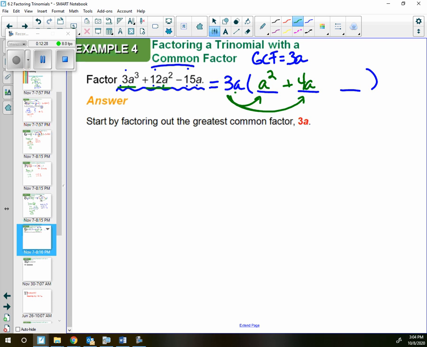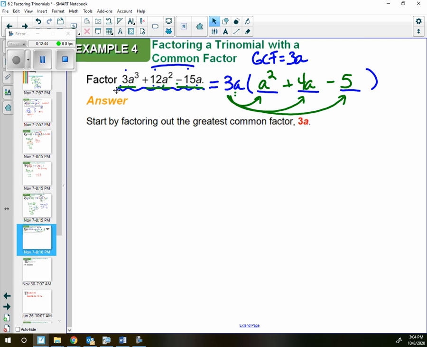And then 3a times what is going to give me a -15a? So 3 times 5, but I want to make negatives. That means it has to be -5. And I already have the a, so a times that 5 will give me that 15a. So we pull out that GCF first.